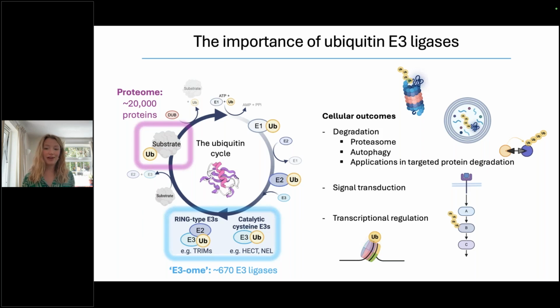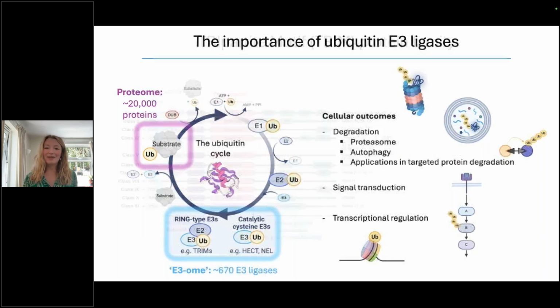But it's not just in degradation where ubiquitination is important. It also is important in signal transduction. So your proteins can be modified and change how the signaling happens through the cell. Ubiquitination of histones can modulate transcription, and basically any pathway you think of, if your protein can be ubiquitinated, your pathway can be modulated. So ubiquitin is really important all over the cell.